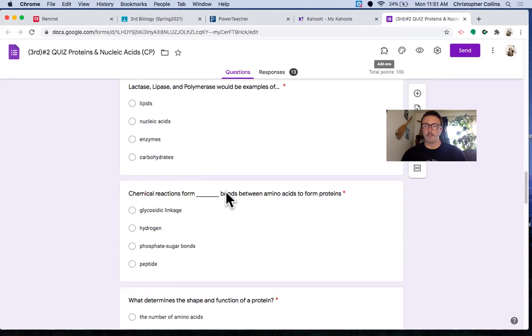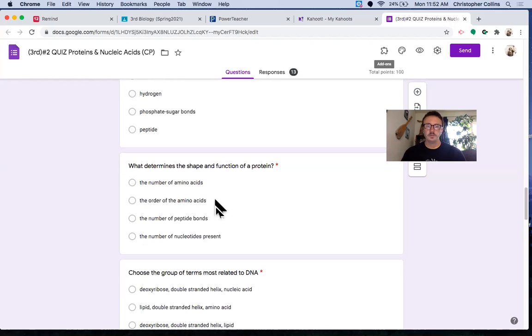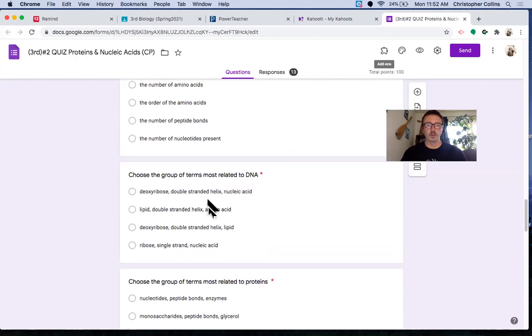Chemical reactions form blank bonds between amino acids to form proteins. What is another name for a protein? A polypeptide. Poly referring to many, and peptide being the bonds that hold the amino acids together. What determines the shape and function of a protein? Well, proteins are made out of amino acids, and it's the order or the sequence, right? The order of amino acids determines the shape of the protein. You change the sequence, you change the order, the protein will fold differently, and a different shape means a different function. You can tend to think of enzymes as like a lock and key, right? They have to fit the shape of the molecule they break down for them to work properly.